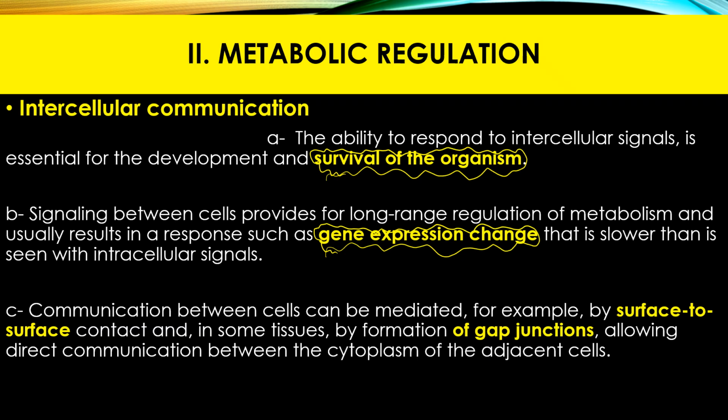Communication between the cells. There are many types of communications between the cells. These can be the surface to surface contact. You all know by the receptor sites, gap junctions which are present in the cells of the heart for the action potential to develop, allowing direct communication between the cytoplasm of the adjacent cell. That means by the gap junctions or the intercalated discs.